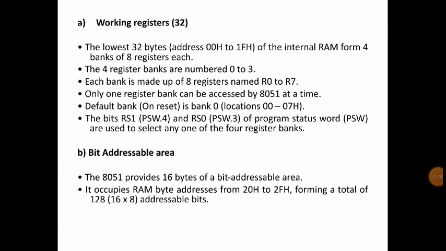Working registers, that is 32 registers, the R0 to R7 of each and every bank. The lower 32 bytes, addresses from 00 to 1FH of the internal RAM, form the 4 banks of 8 registers each. The 4 register banks are numbered 0 to 3. That means bank 0, bank 1, bank 2 and bank 3. Each bank is made up of 8 registers named R0 to R7. Only one register bank can be accessed by the 8051 at a time.